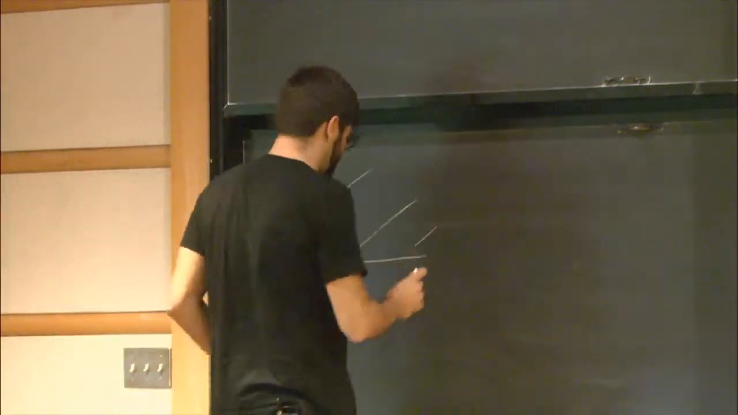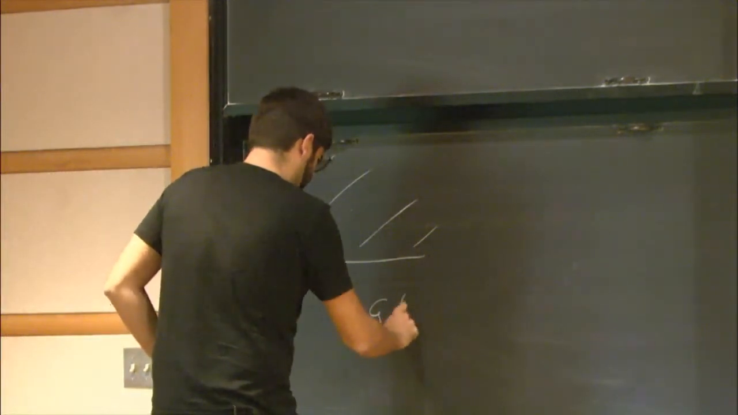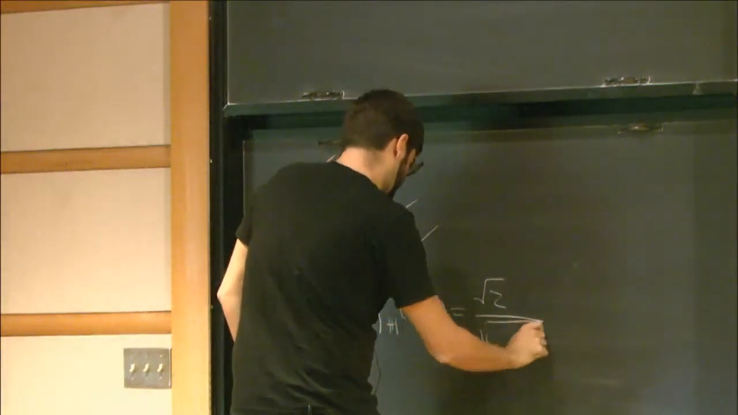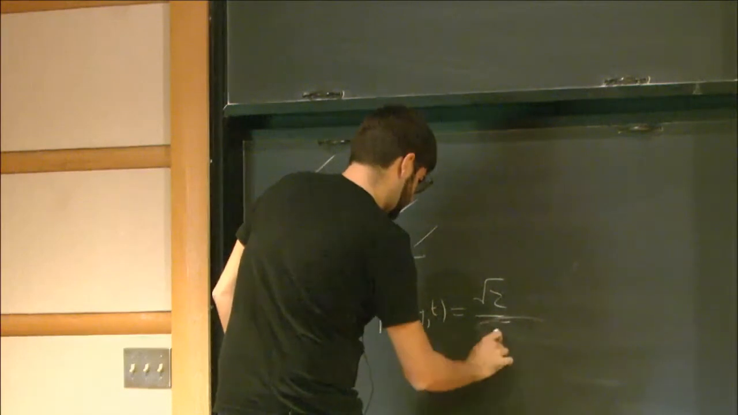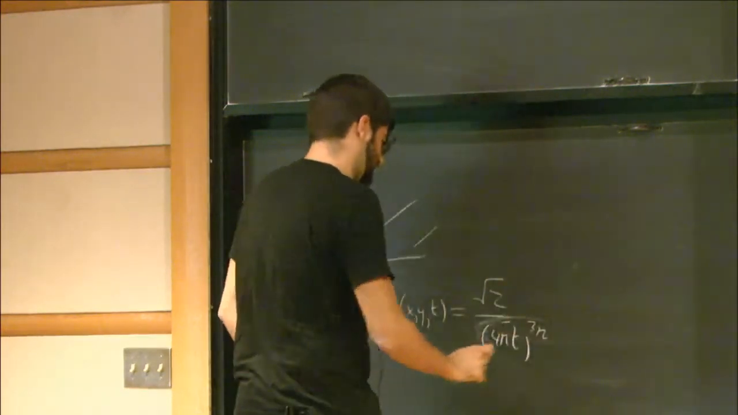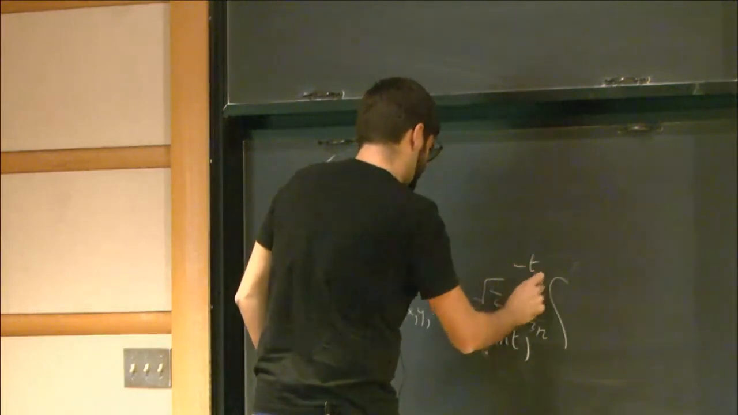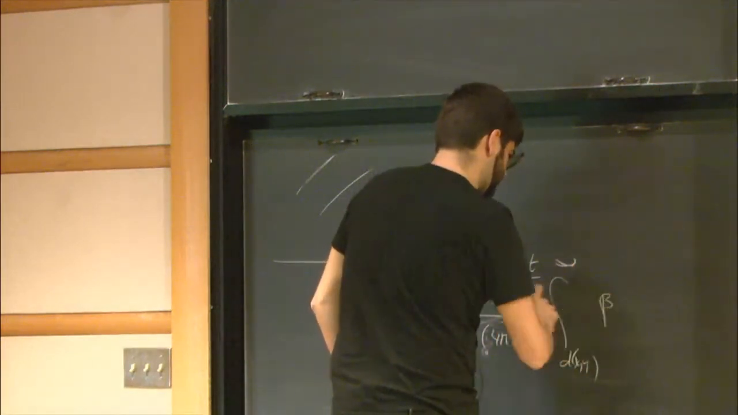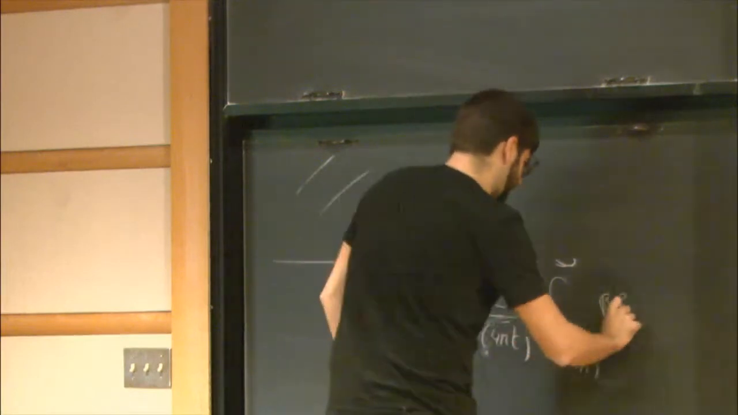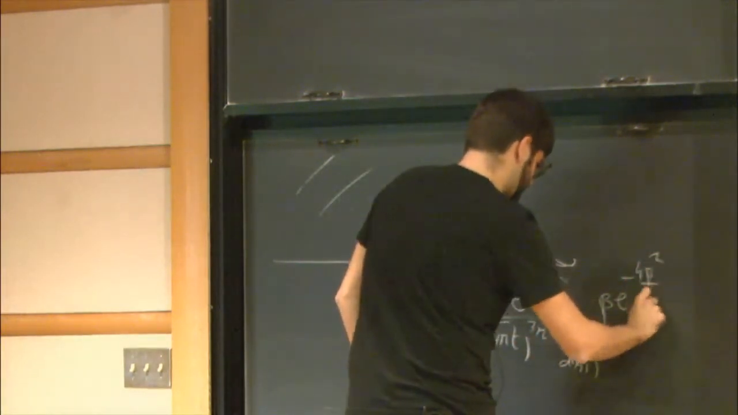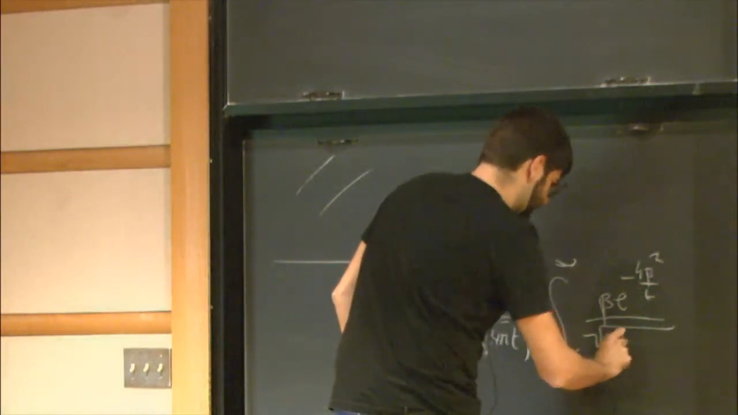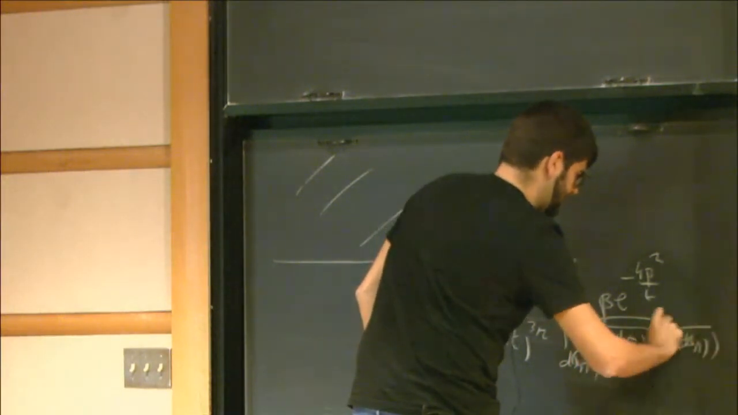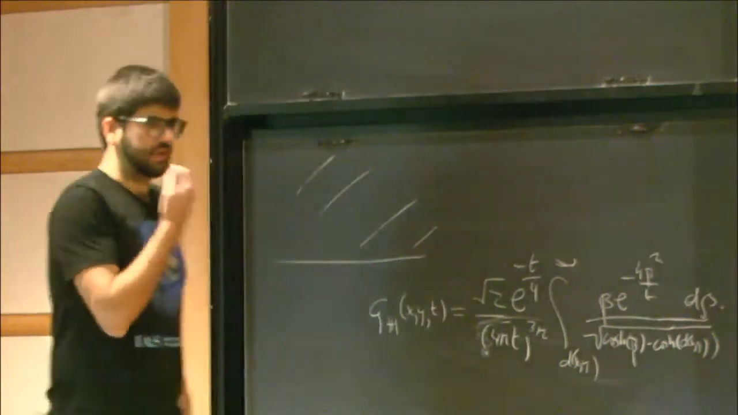But if you look at the explicit expression, let's say in the hyperbolic space, it is something like this. This is the square root of 2 over, I think, (4 pi t) to the 3 halves. And then here you have some exponential of time. And then here you have the distance to infinity, and let's say this is the variable where I'm integrating in. It is something like this: the hyperbolic cosine of beta minus the hyperbolic cosine of the distance. It is something like that. You go to the books and check it out.